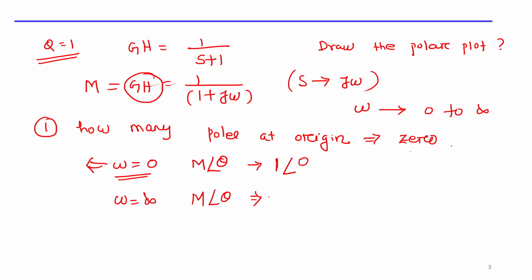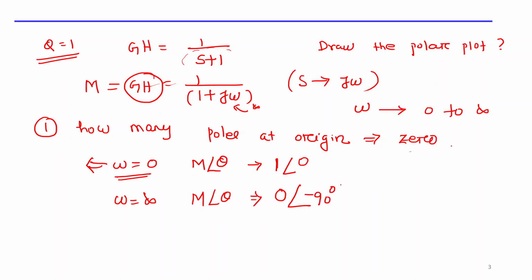Magnitude: if I put omega equal to infinity in this equation, 1 by infinity is 0. I got the magnitude as 0. But what is the phase now? For the phase you have to take all the poles and zero locations. How many poles are present? 1 by s plus 1. S plus 1 is only one pole. One pole contributes minus 90 degree, so we write down minus 90.